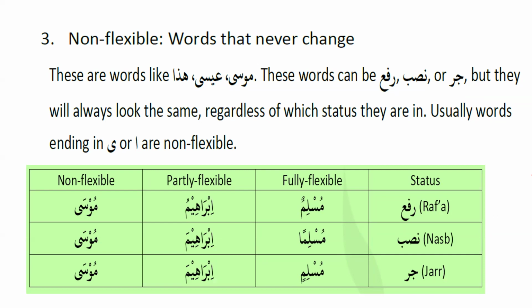Then we'll talk about something called ism mausul, a special kind of ism, and that one also has alif maksura. They are non-flexible. So some of the non-flexible words we have to memorize, but not now, not today. When the time comes, I will give you the list and you have to memorize non-flexible words.